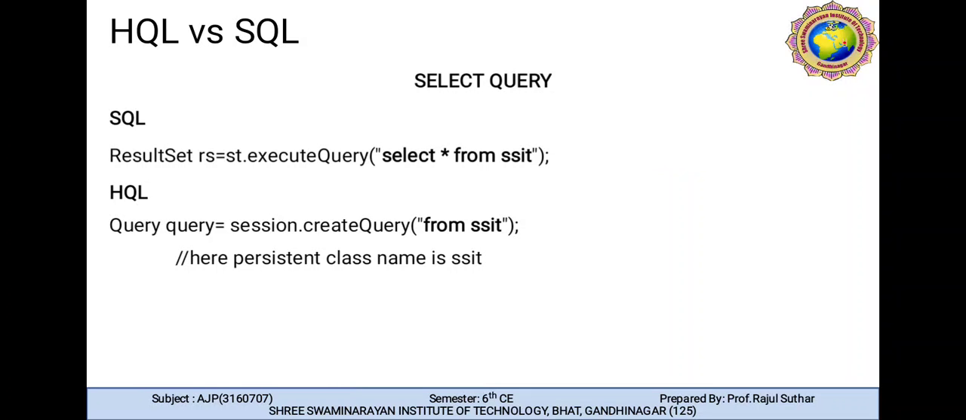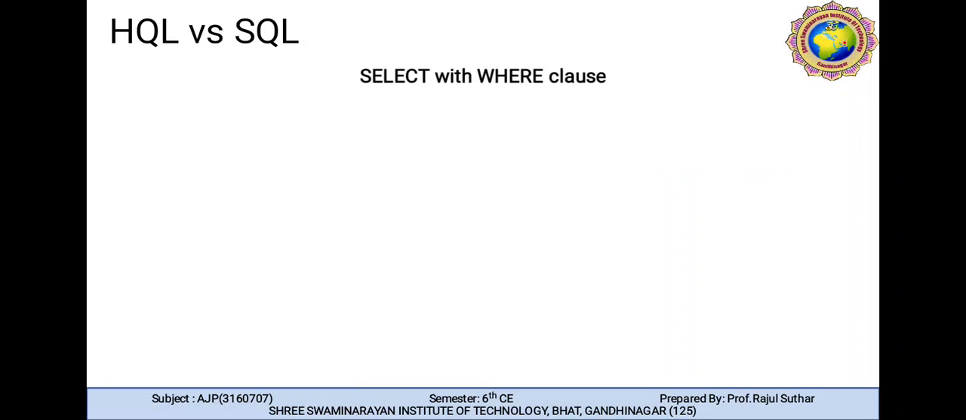Same way, if we are using an HQL query, we have to write query is equal to session.createQuery. Simply in the brackets we require double quotes, from ssit, which means it retrieves the data from the ssit class, not a table. Here the persistent class name is ssit, but we need to save the class as persistent, meaning permanently stored in our database.